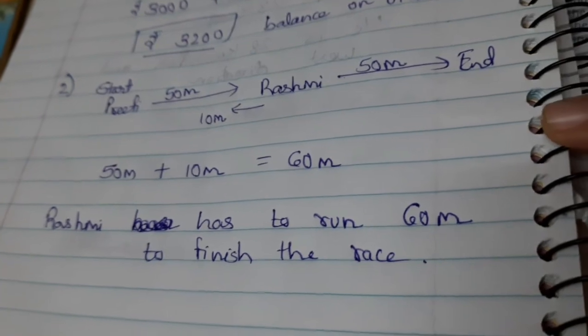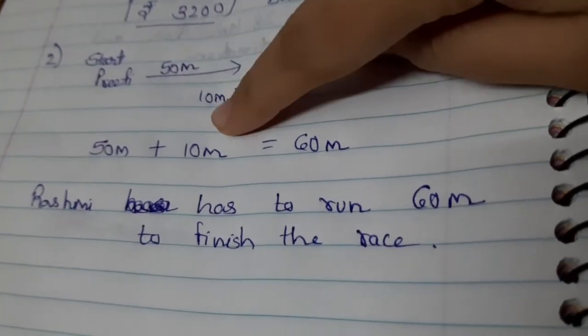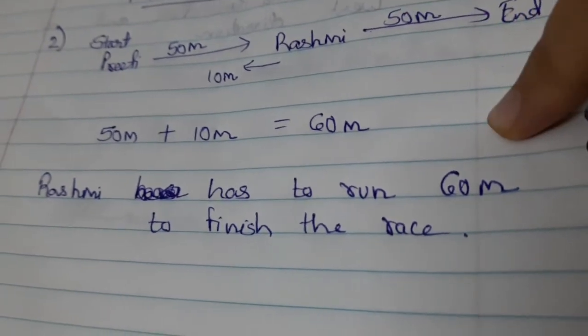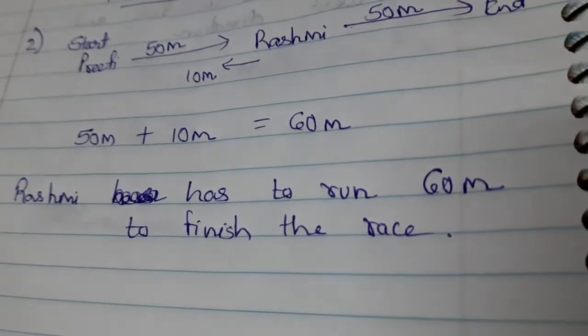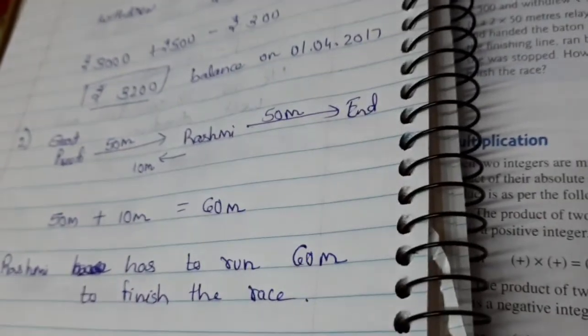Okay, so here 10 plus 50 you will get 60 meters. So Rashmi has to run 60 meters to finish the race. So this was the challenge question.